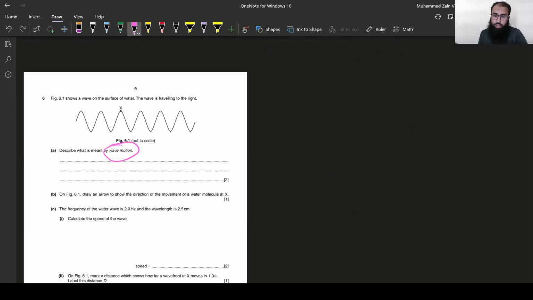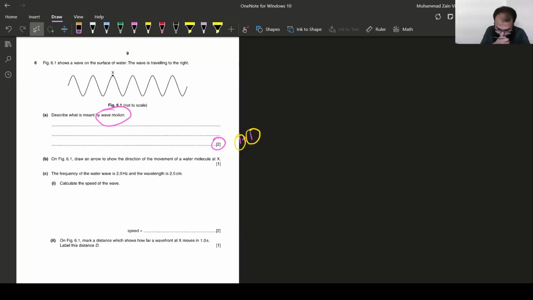Propagation of energy from one point to another, that'll get you the 1 mark. It's a 2 mark question, 1 plus 1. So propagation of energy from one point to another gives you 1 mark. Without the transfer of the medium itself, which is a very essential point, gives you the second mark. So this way you get both your marks.